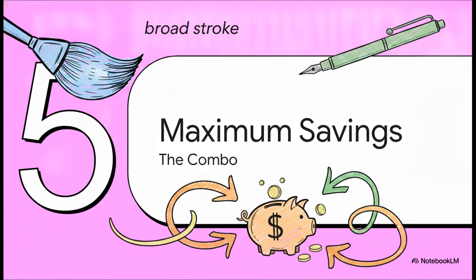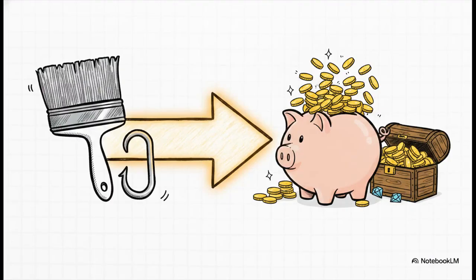Section 5, the maximum savings combo. So we've got the broad stroke and we've got the precision tool. What happens when we bring them both together? The math here is incredibly simple but incredibly powerful. Wrapping plus hooks equals maximum savings. Boom. You don't have to choose just one. In fact, to get the absolute best compute reduction, Headroom actively encourages you to run both integrations simultaneously.